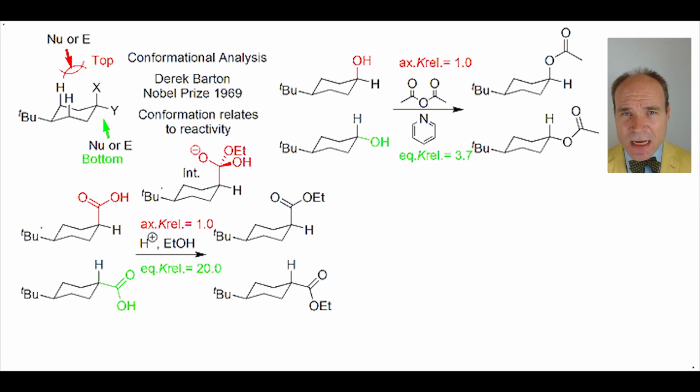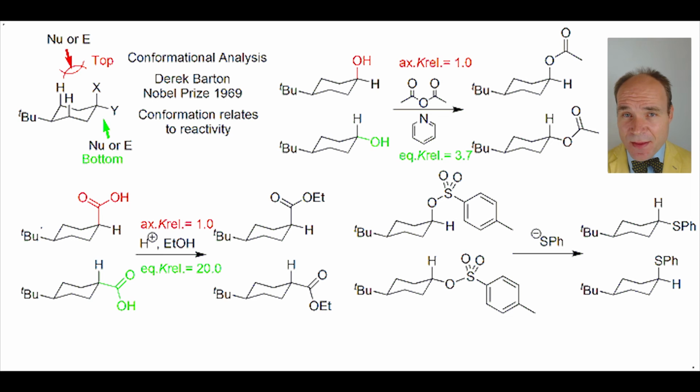Lastly, what about the tosylate's reaction with a thiolate? Now, the axial tosylate is 30 times faster than the equatorial tosylate, so the opposite result to the last two examples. What's going on? Well, the result is different, but the rationalization for the result is the same.